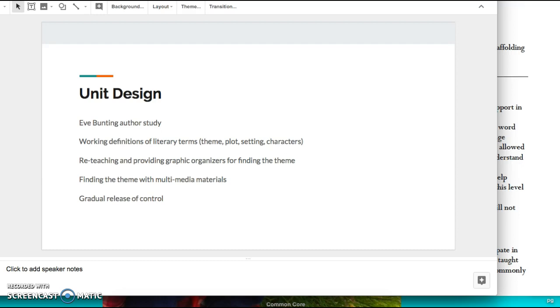At the front end, we needed to do some working definitions of literary terms, which I went over on our handout that I created for teachers. Big parts of this were reteaching and providing graphic organizers for finding theme. What I knew is that, and this makes sense when you think about it, students can't find the theme of something that they don't understand.